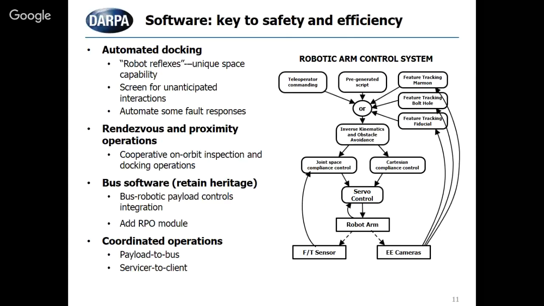That operates going in, but it also operates coming out. So we have an automated abort feature built in. Our FDIR, fault detection and response, includes, but is not limited to, looking for unanticipated motions of the client.